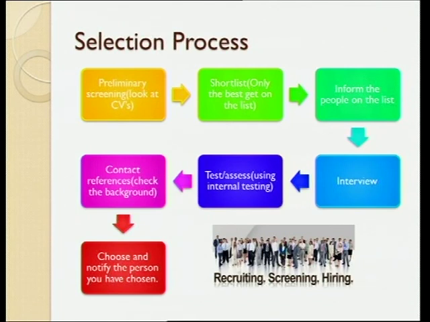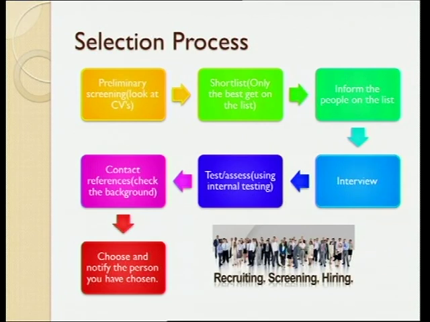That's a shortlist. The next step is inform the people on the list. Hey, look, you're on the list. Come in for an interview. And then, of course, have the interview. Now, the interview has a lot around it. We're going to talk a little bit about it later on.